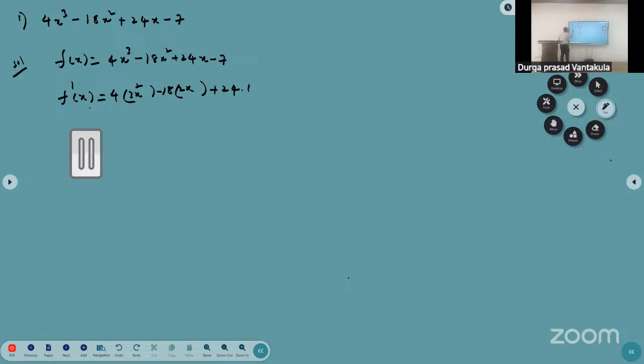Okay, now step 1. 4 into 3, 12. 4 into 3 minus 36, 18 2s are 36, plus 24. This is step 1. What is step 2? Step 2, which points?